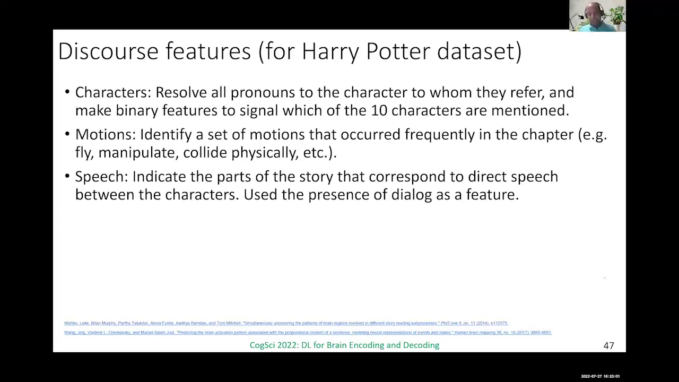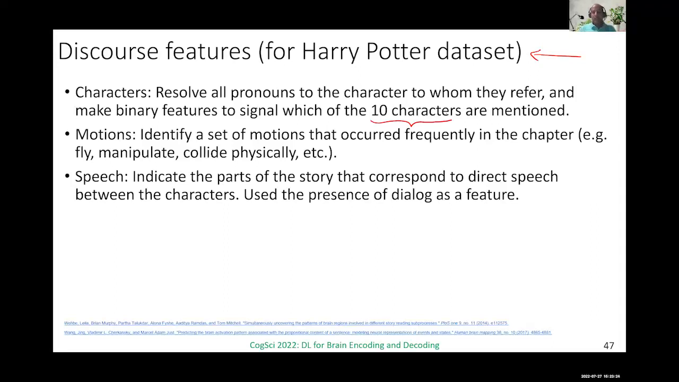Now, continuing further for text stimuli, there are other kinds of representations like discourse features. Again, this holds for story kinds of data sets. So in Harry Potter, in a particular chapter, let's say there are 10 characters. You resolve all the pronouns to the characters, and then make binary features to signal whether, in this particular sentence, one of those characters is mentioned. So these are all binary features, more or less.